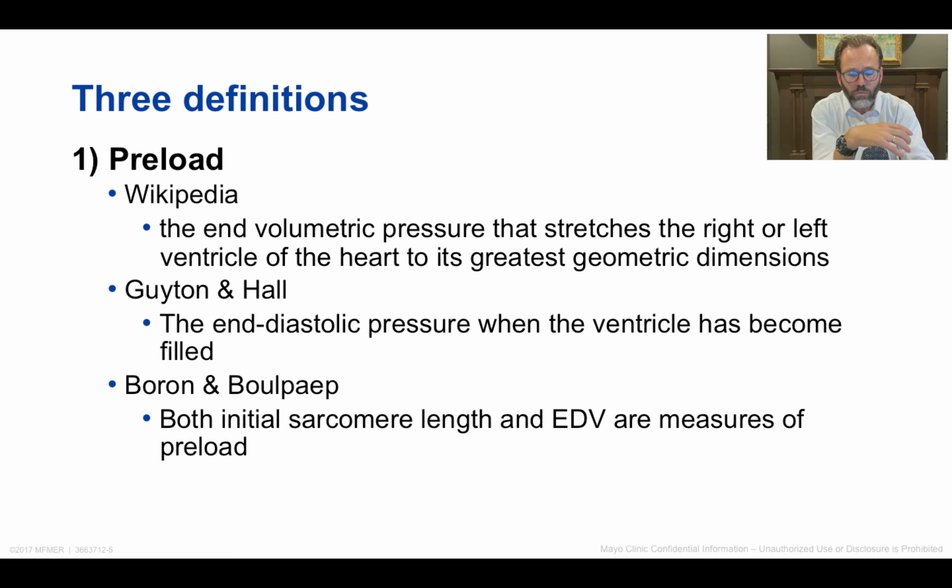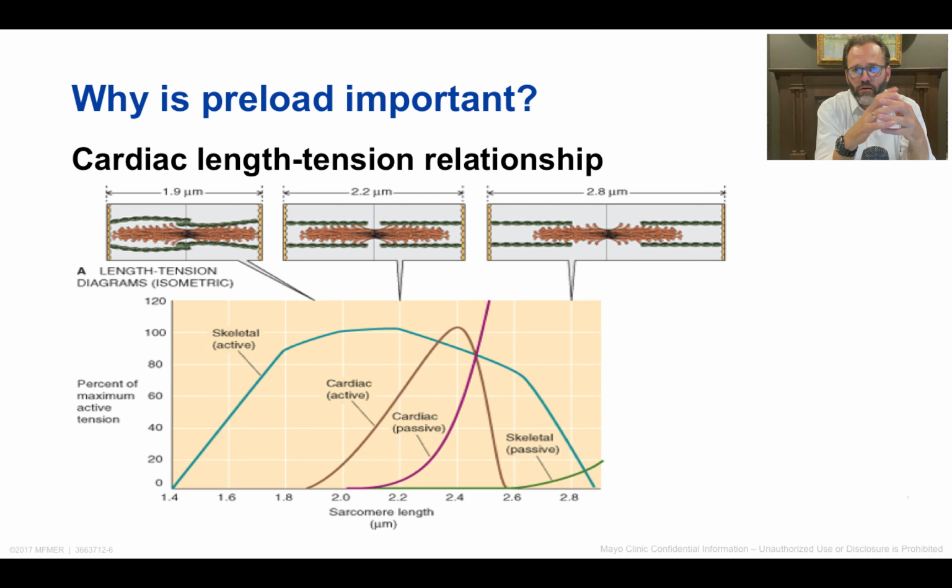So there, we'd say, well, maybe one of those is sufficient, maybe they're not, and so I think perhaps the biggest question is, well, why is preload important to understand and define accurately and appropriately? There is a cardiac length tension relationship that is pivotal to the intrinsic regulation of beat-by-beat cardiac output. And this is depicted here when we're looking, for example, at muscle sarcomeres or muscle fibers.